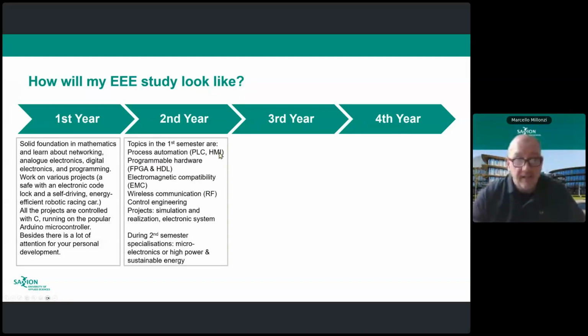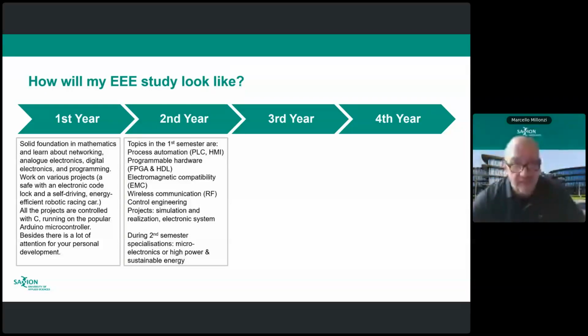In the second year, we have also specializations. In this slide, it says during the second semester, but actually it's the 4th quarter of the second year. We have 2 specializations. One is focusing on microelectronics. So that's the electronics that you might find in your smartwatch or in your infotainment system in your car. Electronics on that scale, let's put it like that.